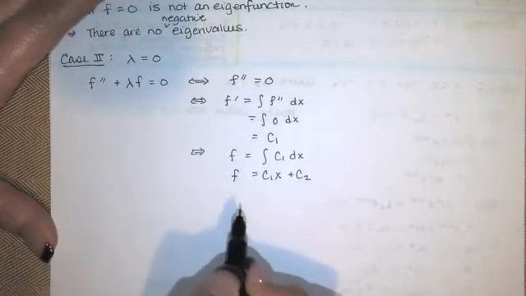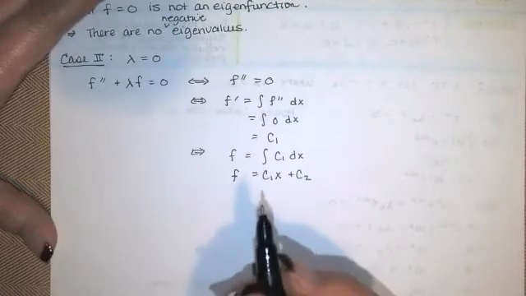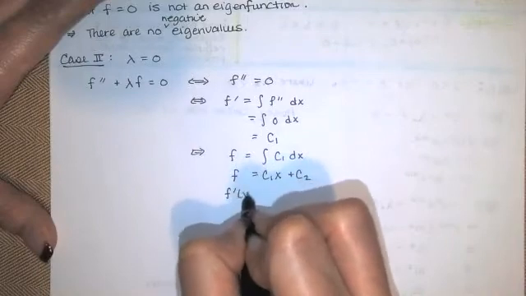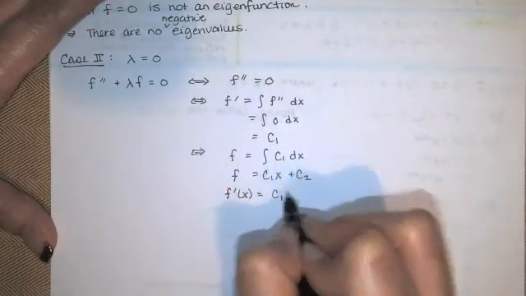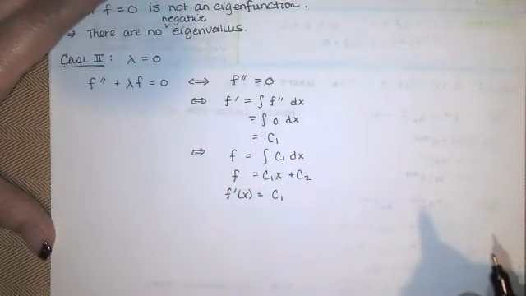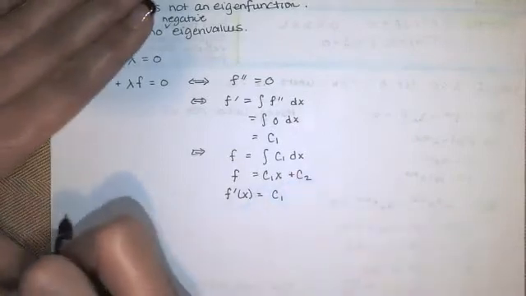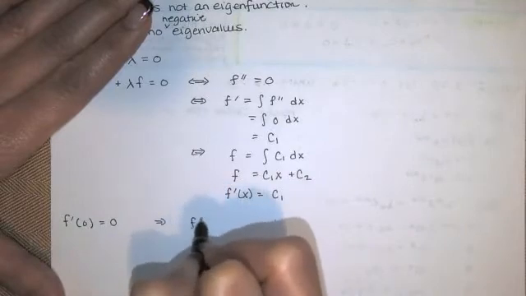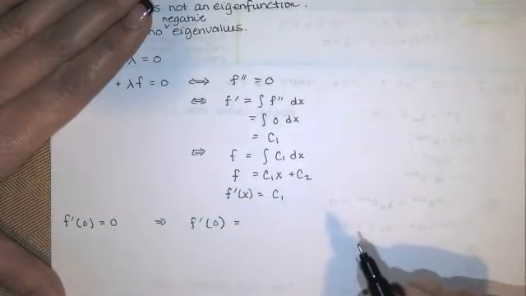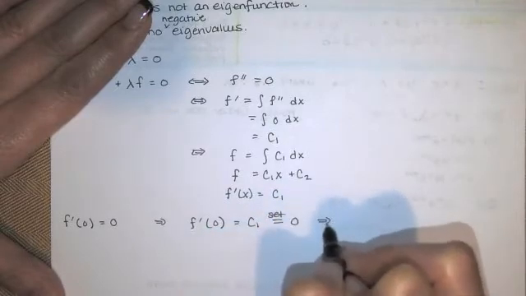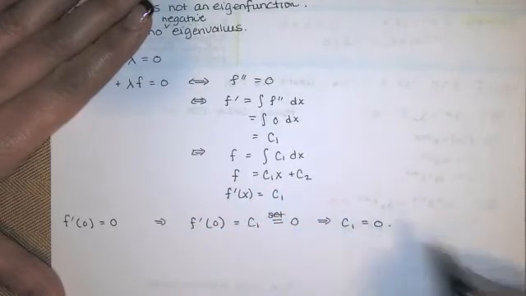Now we need a solution of the differential equation that satisfies the two boundary conditions, and the boundary conditions involve the derivative. So let's compute f prime of x. The derivative of a constant times x is just a constant, and the derivative of the constant c2 is 0. So f prime is equal to c1, and we have that f prime of 0 equals 0. So f prime of 0, in our case, is just c1. We have to set that equal to 0. That implies that c1 is equal to 0.